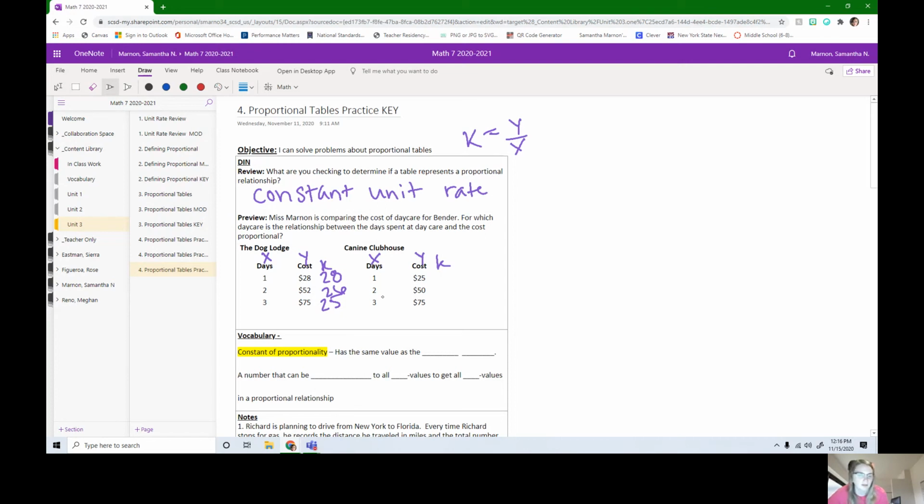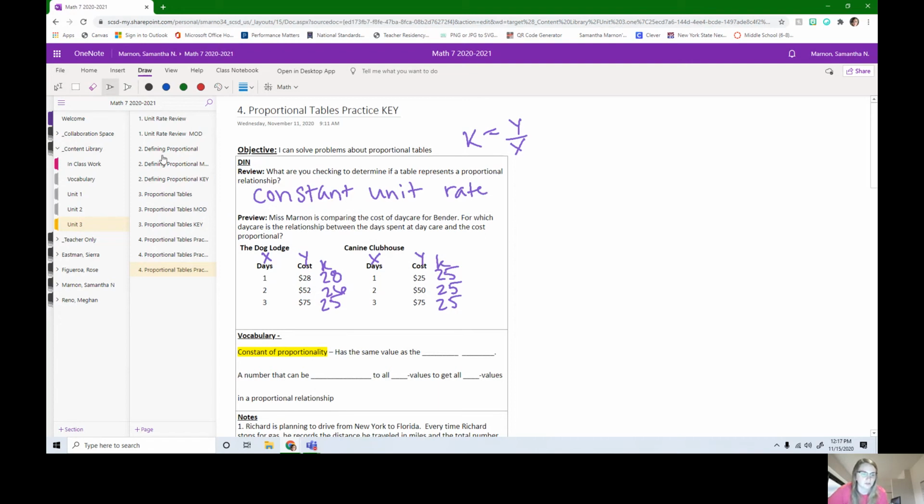So now let's check Canine Clubhouse. If we do 25 divided by 1, we get 25. 50 divided by 2 is 25. And 75 divided by 3 is 25. So we're looking for a constant unit rate, and that's at the Canine Clubhouse. So no matter how many days Bender goes to this daycare, we're going to spend $25 for each day.